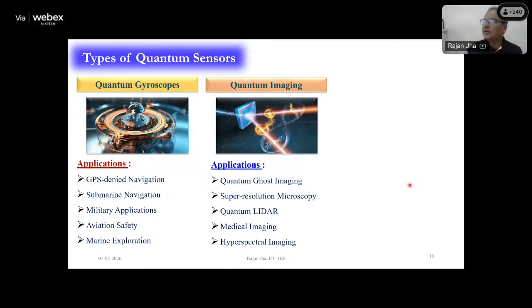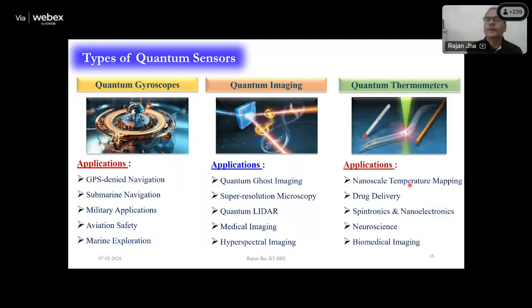Please recall that one of the limitations of classical sensors is lower resolution. So these quantum sensors are expected to give you much higher resolution, imaging which is possible with these quantum systems, that can be utilized for either hyperspectral imaging or super resolution microscopy.